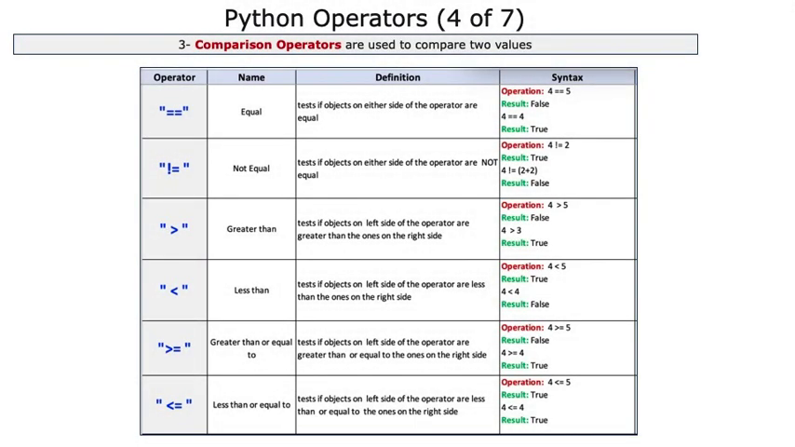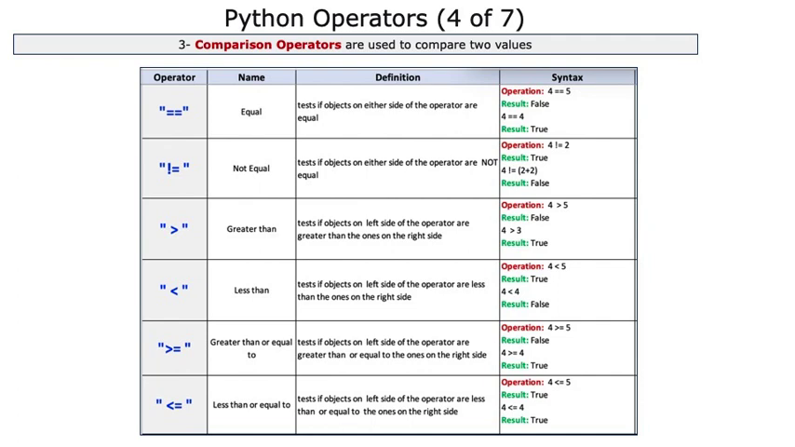Next, we have comparison operators, which are used to compare two values. I think this would probably be very familiar to most people. We have the double equal sign, which tests if objects on either side of the operator are equal.